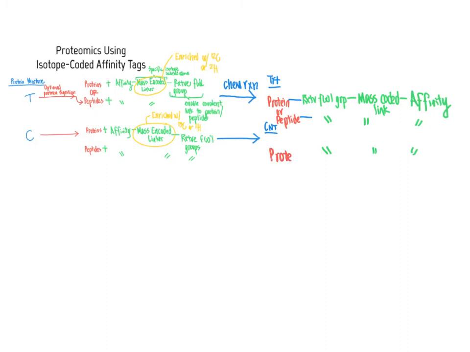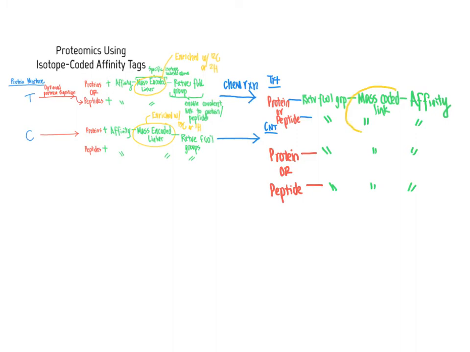protein with the reactive functional group and so on down the chain there, or the peptide with that reactive functional group and so on down the chain. The difference between the treatment and the control will be that the mass encoded linker will differ between the two.